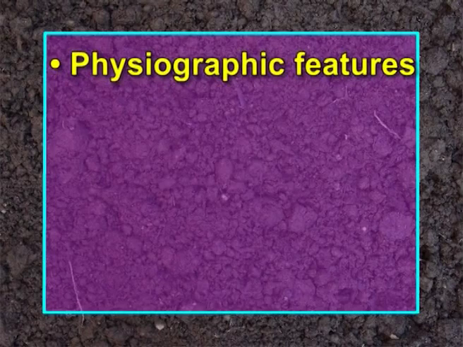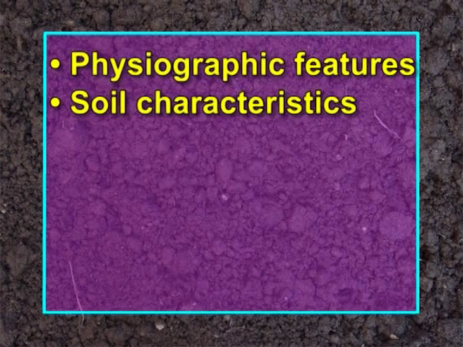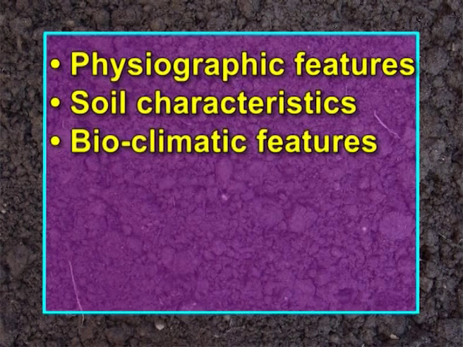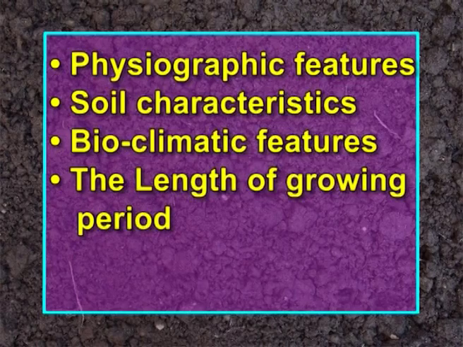Based on the four parameters which have been explained so far, physiographic features, soil characteristics, bioclimatic features and length of growing period, let us see all the 20 agroecological zones, their distribution in India, their soil resources and the cropping systems one by one.